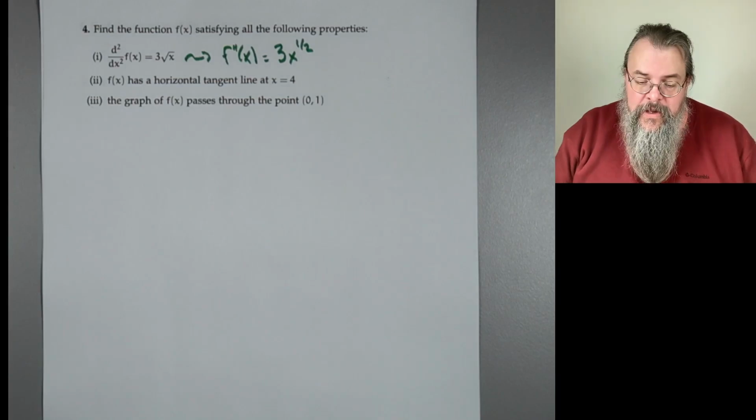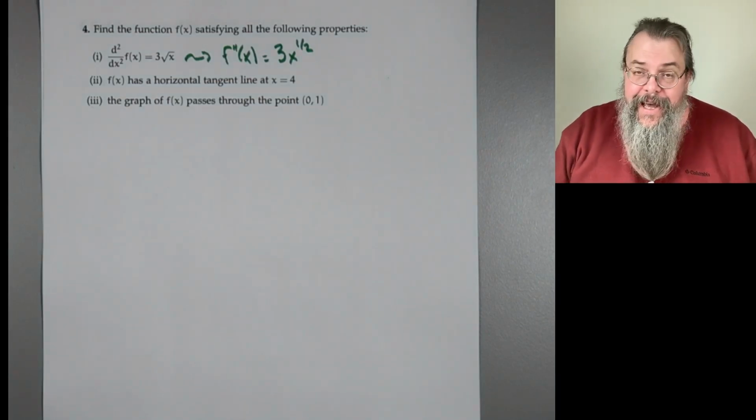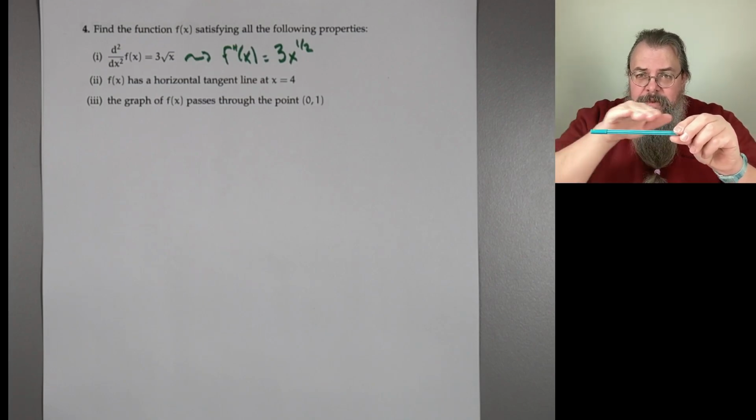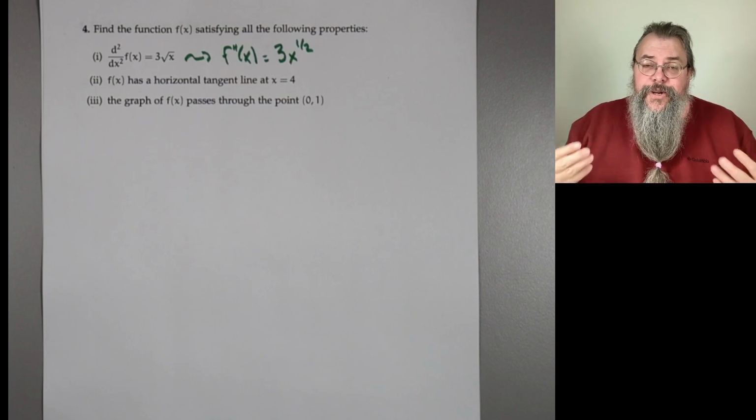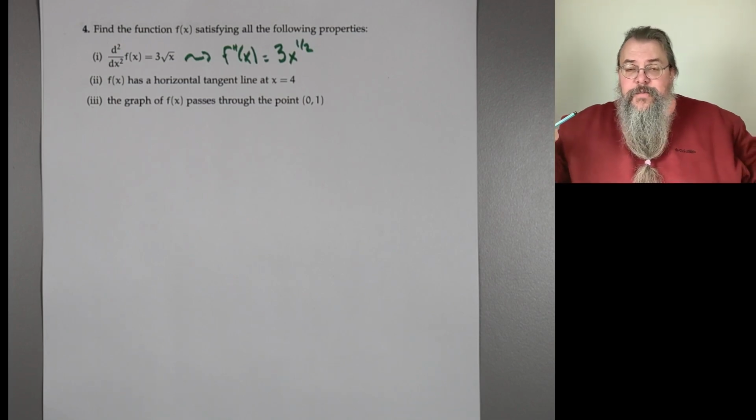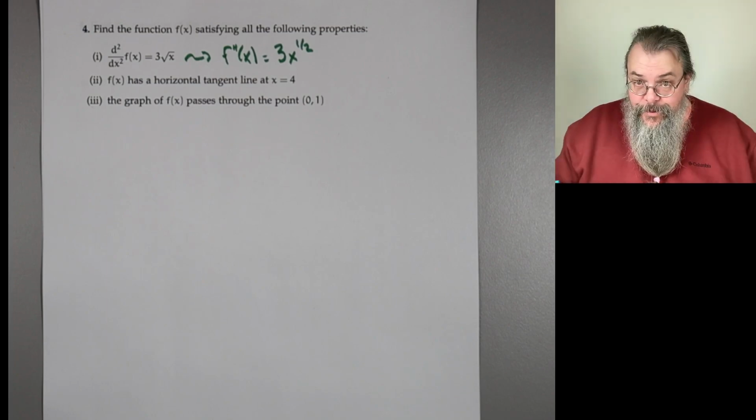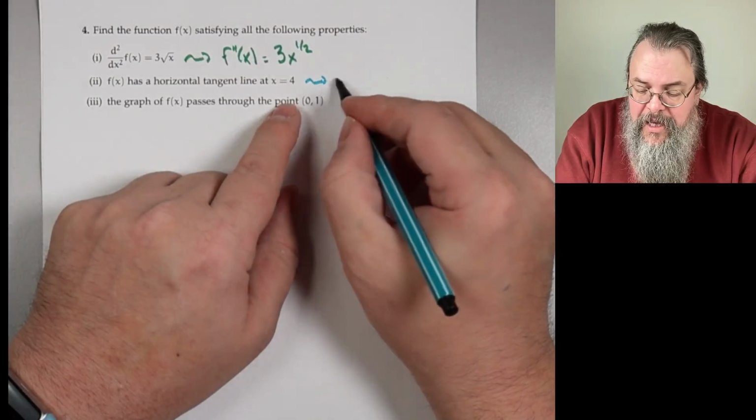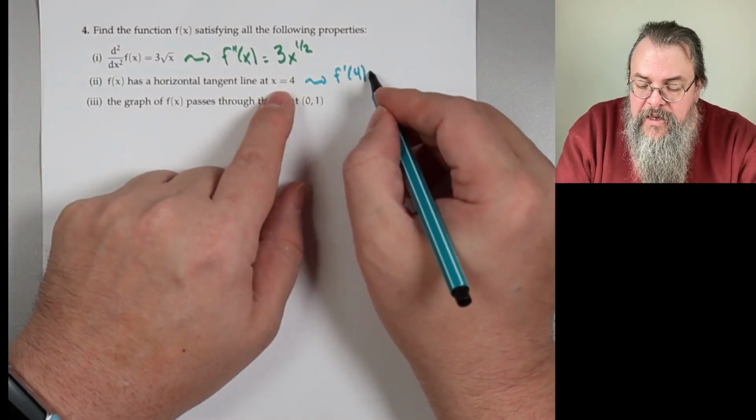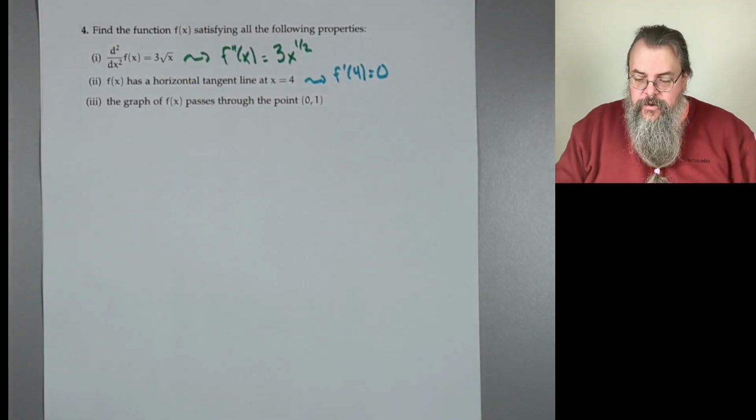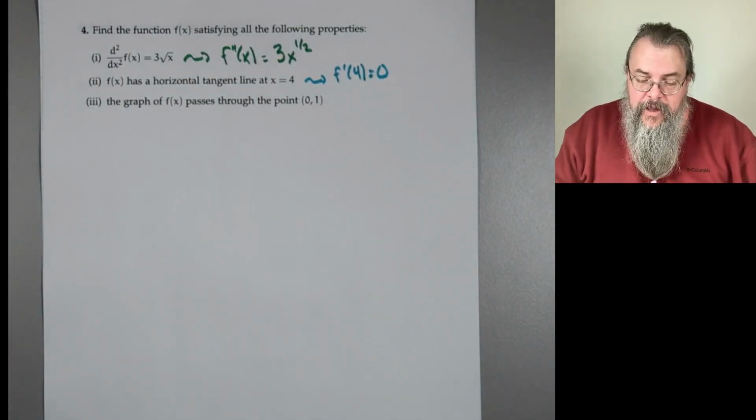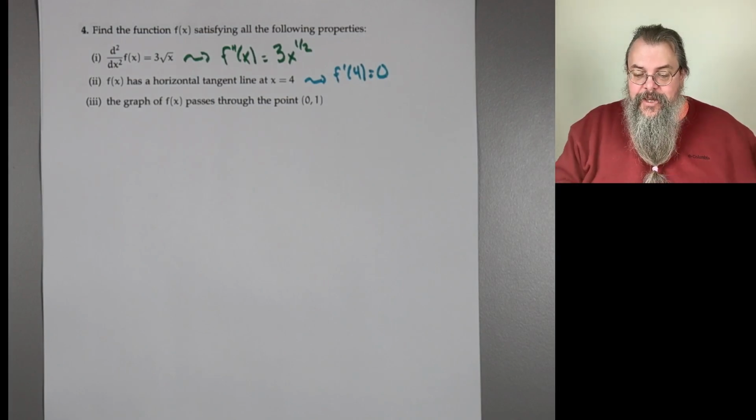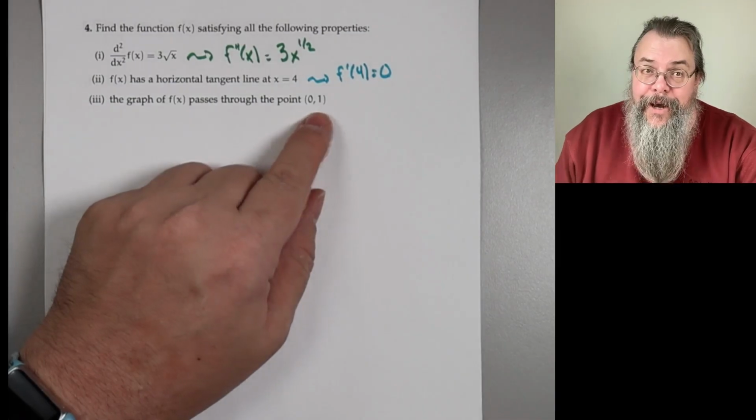What about number 2? f of x has a horizontal tangent line at x equals 4. What does that mean? It means if we look at the tangent line, it's flat. Well, what's the characteristic of being a horizontal tangent line? It means that we do not move up or down. It means our slope is 0. What tells us about slope? Derivative. So this is really telling us, hey, f prime of 4 equals 0. All right, cool. And then we have the last part. The graph of f of x passes through the point 0, 1. Okay, well that means if we plug in 0, out comes 1.